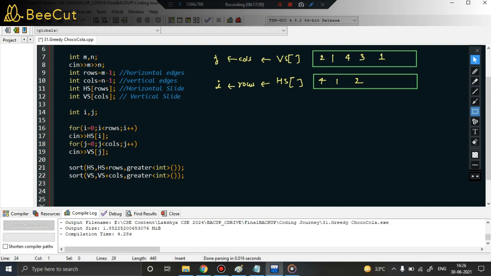What will happen? The status of your array will be 4 3 2 1 1. And the status of this array will become 4 2 1, sorting in descending order. Great. What next? Now we are going to use the pointers I and j. I will say let I equal to 0, j is also equal to 0, and in order to keep track of the cost, I will say cost is equal to 0. We have to declare the cost, so I'll be declaring it here.